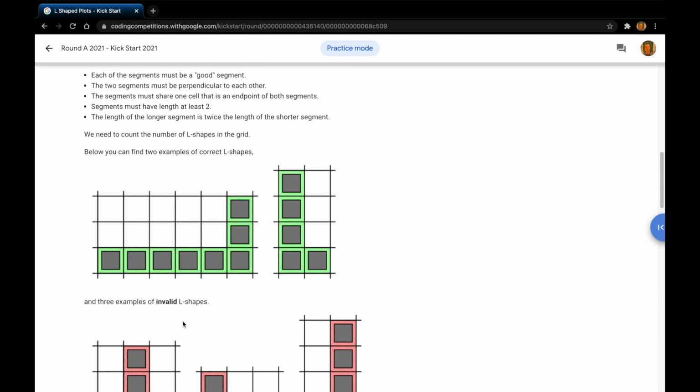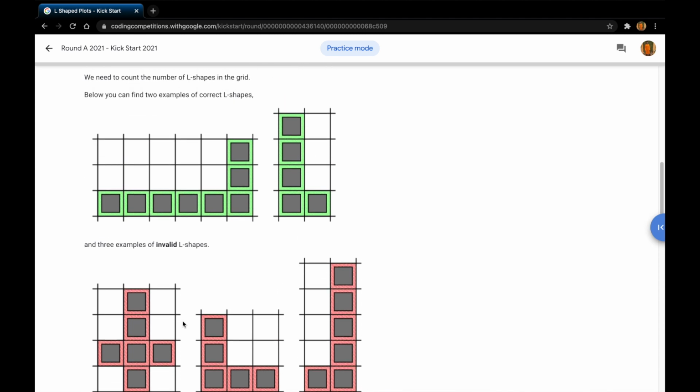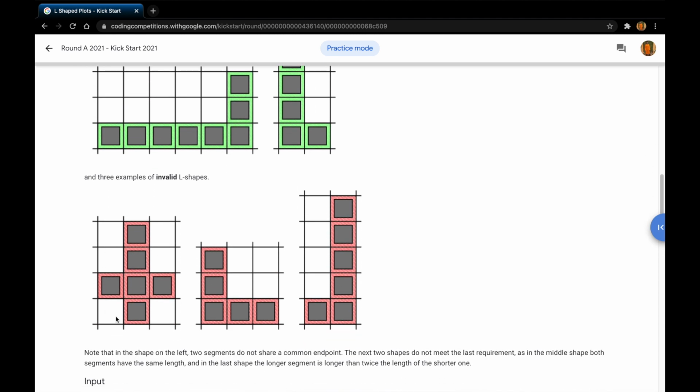So below you can find the correct L shapes. Let's come to this one. This is not a valid L shape because the shared cell is not the endpoint of both of these segments, so this is not valid. In this case, the criterion that the length of the longer segment should be twice that of the shorter segment is not satisfied. Following this one, this is also not valid, and similarly this one too.